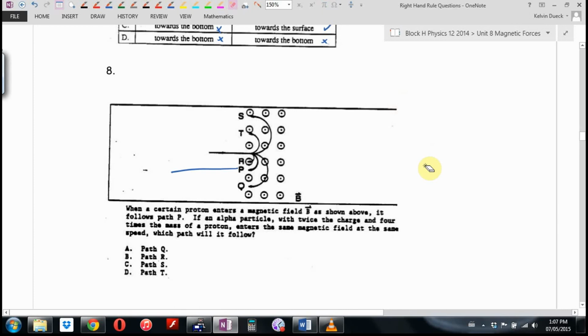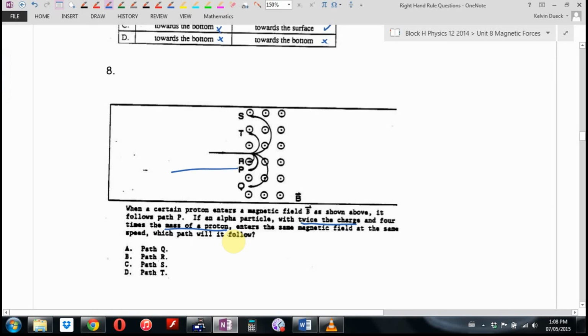Mr. Dueck, is that why when they build particle accelerators like the Large Hadron Collider, they build them in the shape of a circle? Now you know. Okay. So there's the proton. An alpha particle, which has twice the charge and 4 times the mass, which path will it follow?